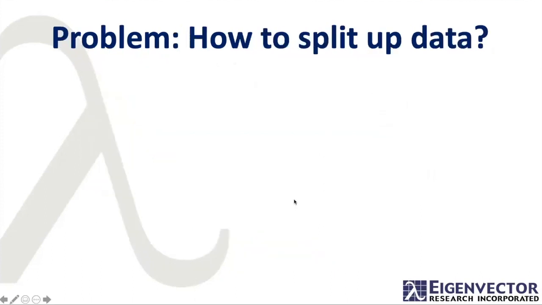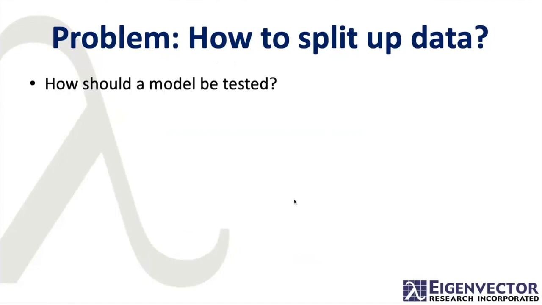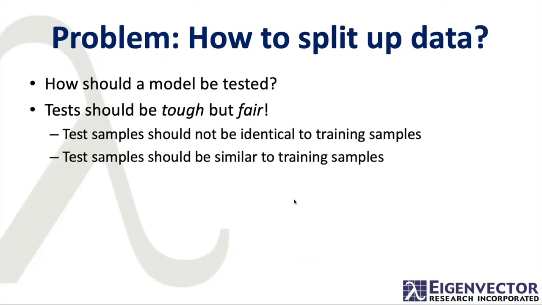So the problem is, at least the first one, how do you split up the data? There's a lot of ways to do that. Well, first thing you might want to think about is, how should a model be tested? If you're going to test a model, how do you want to do that? Well, tests should be tough but fair. And our colleague Don Dahlberg likes to use this example. He's a professor at Lebanon Valley College in Pennsylvania.